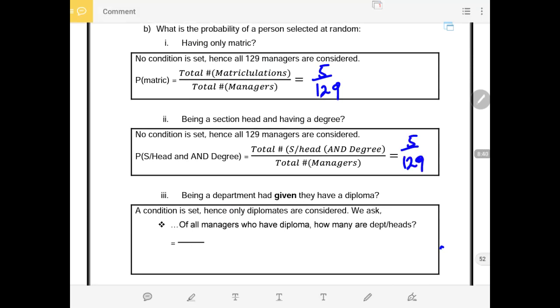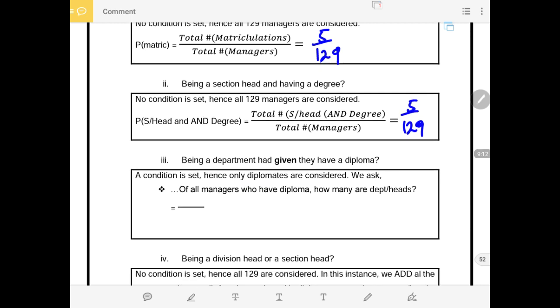We always divide by 129 unless there is a word given. If there is a word that says given, then we divide by what is given, or what is after the word given. That is why we still take the total of all the managers in this company. So the chance of a manager being a section head and having a degree is 5 out of the total of 129 managers in this company.